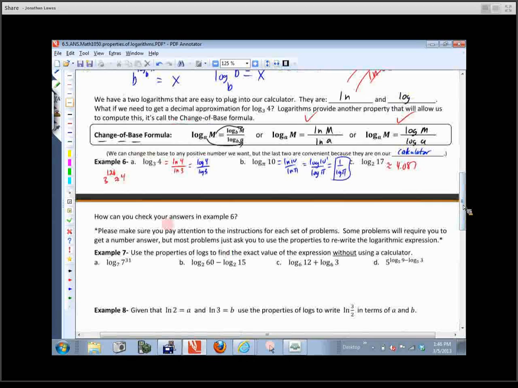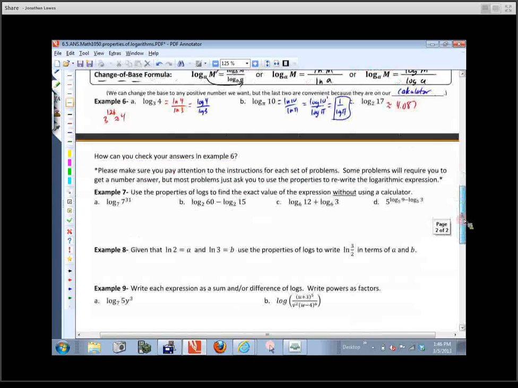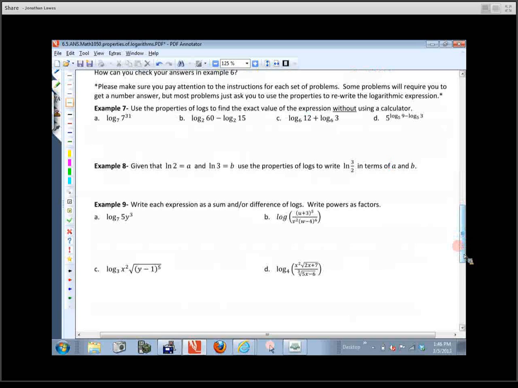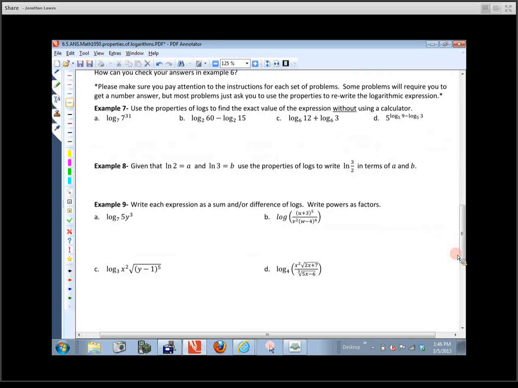And again, like I mentioned before, how can you check your answers here? Take the base, raise it to the answer to the logarithm. That's an exponent, and it should equal out. Please make sure that when you're doing the problems, you look at the instructions and read them carefully. For what looks like the same problem, they might give you different instructions. One might say write it in exact form. The next one might say get a decimal approximation on your calculator. Some might say use the properties of logs to write them as separate logarithms, a sum and difference of logs with the powers written as multiples or factors. Others might say write as a single logarithm, and that's what we're going to practice now.